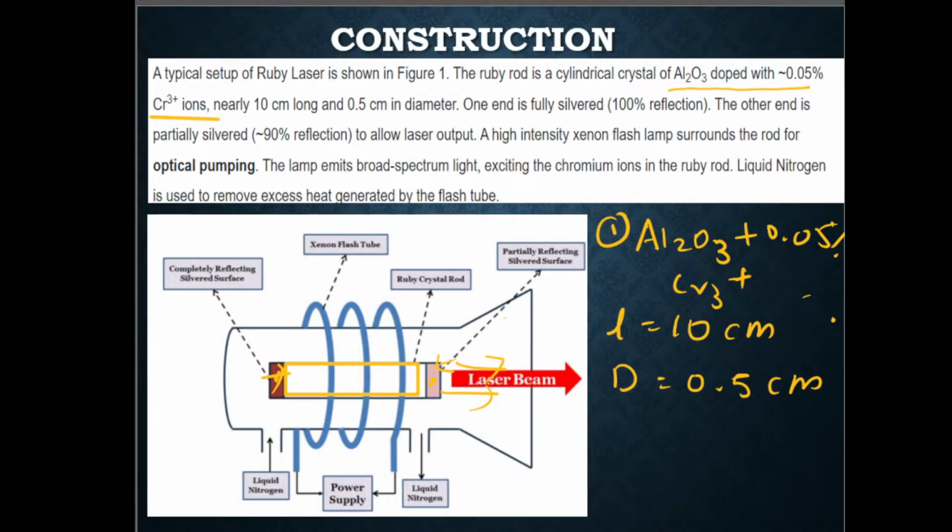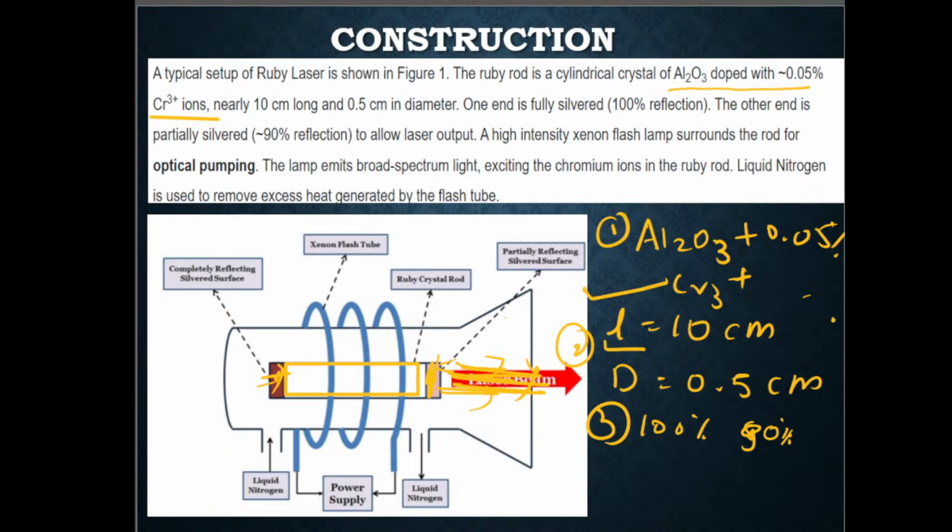So guys, look, here you write about the rod. One thing is about the dimensions, and the third thing is what you are writing about. What is this? One is 100% reflecting, another one is partially reflecting or 80-90% reflecting. Surfaces are there. Okay, and you can see that this partially reflecting surface is allowing laser light to come out from this laser. Okay, and here you can see the rod, we will study about the rod.